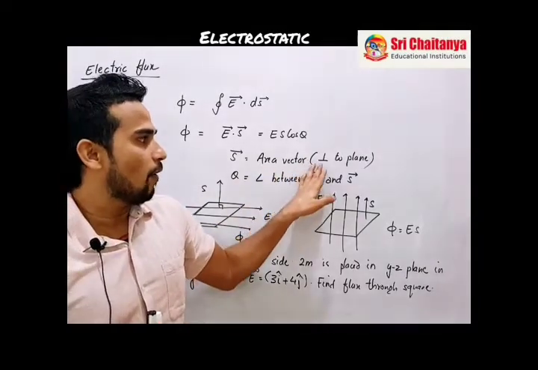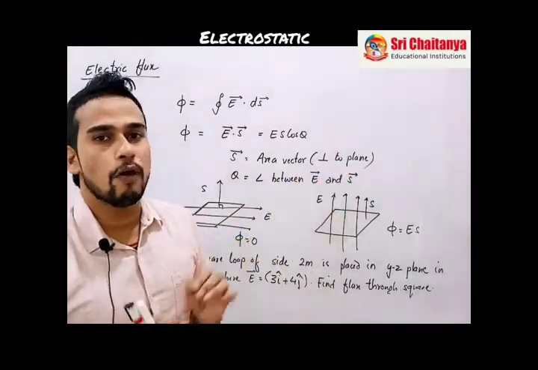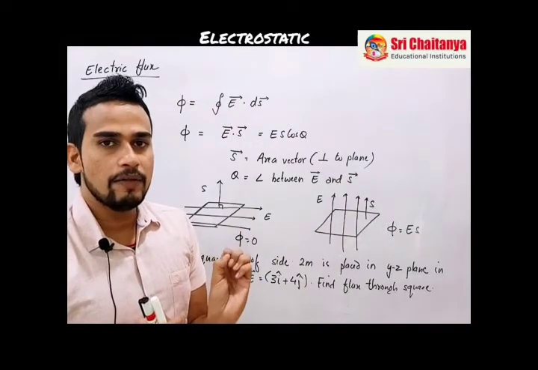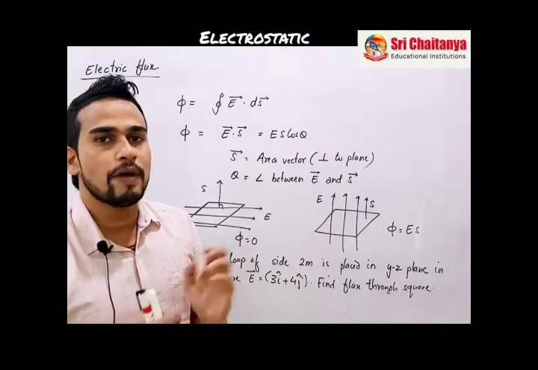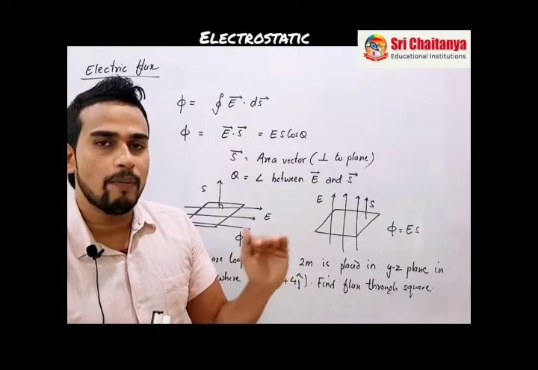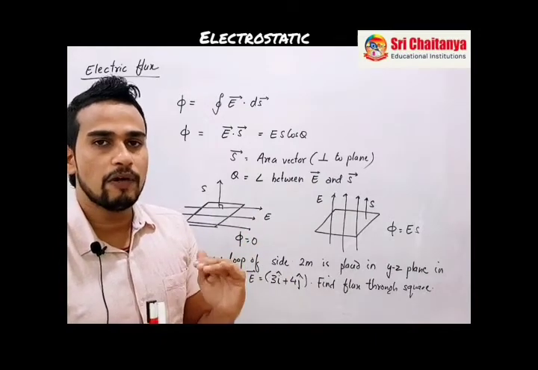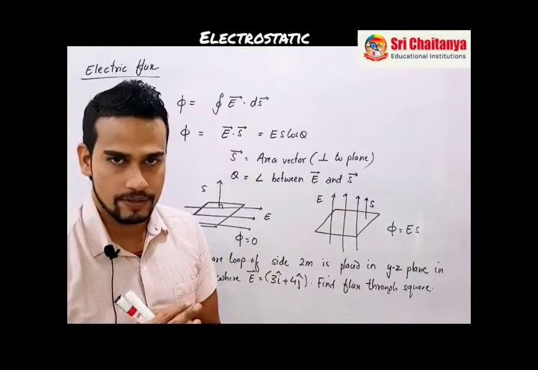And you must know what is the direction of area vector. Your area vector will always be perpendicular to the plane of the object. For example, if anyone says your object is placed in xy plane, so area vector will be perpendicular to that plane. Perpendicular to xy plane will be your z axis.